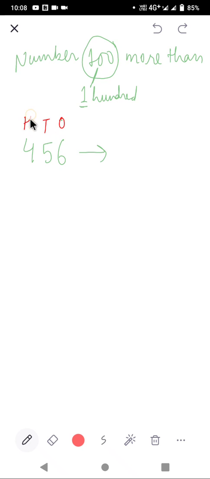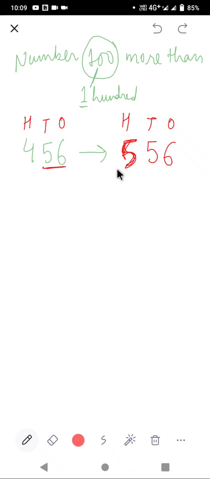Ones, tens, hundreds. When we were finding 10 more than, we were adding 1 in the tens place digit, but here we have to find out the number which is 100 more than. So in the hundreds place we will add 1. 400 is already there, so 4 plus 1 is 5. It will become 500, and the tens place digit and the ones place digit will remain the same. So 100 more than 456 is 556.